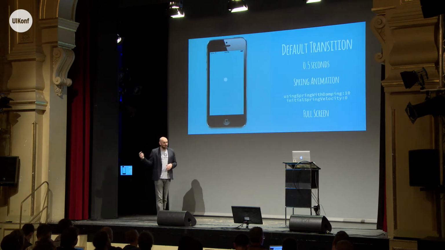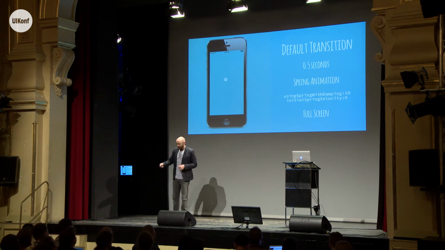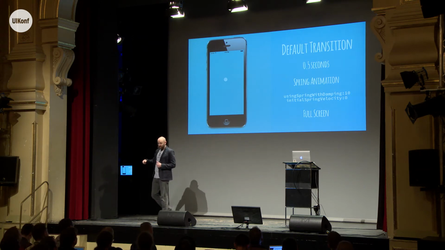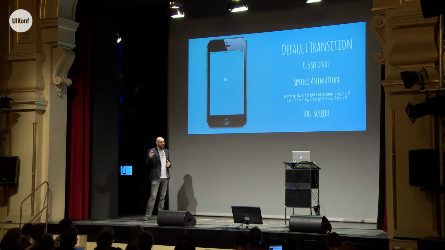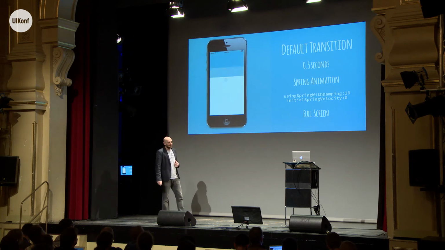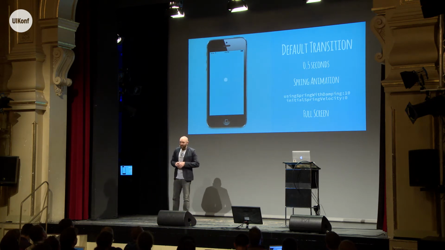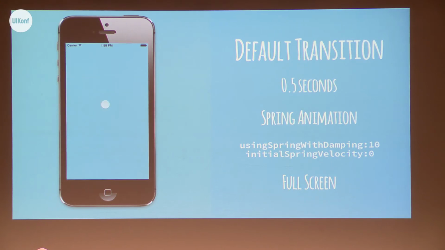Like I was saying before, I'm mainly going to be focusing on the modal transition for this talk. The default one looks like this. You've seen it a million times. It's 0.5 seconds. It has a custom spring animation, which you can't actually create yourself, but you can get pretty close using the new spring animation APIs in iOS 7 with these parameters. And it's only full screen, right? We couldn't create that alert view like I showed in that last example.